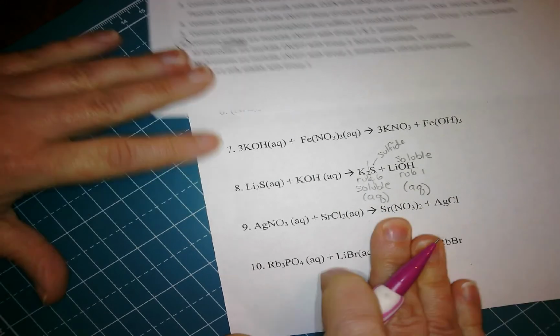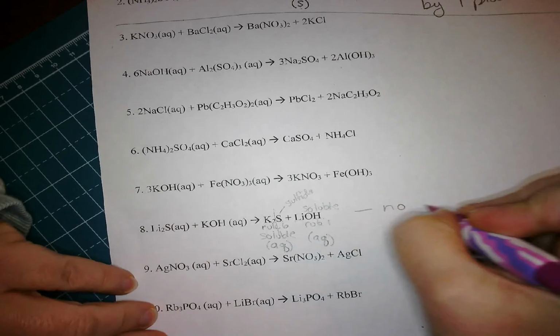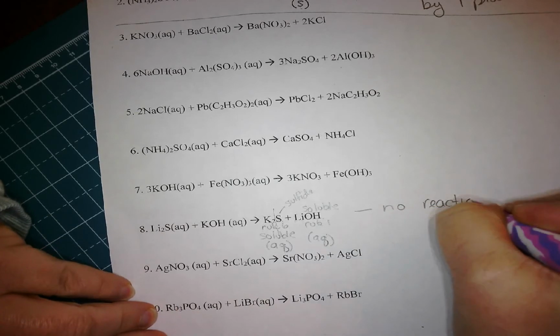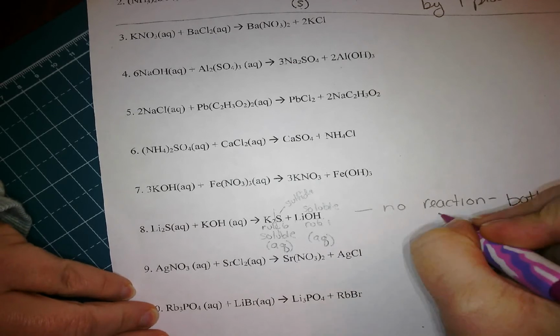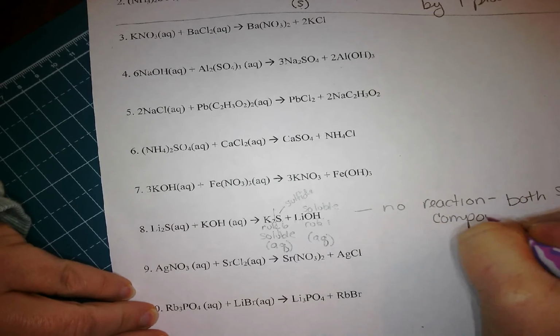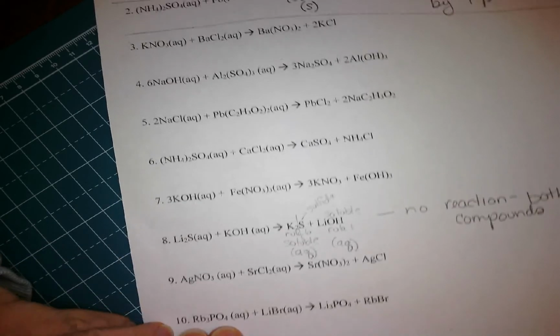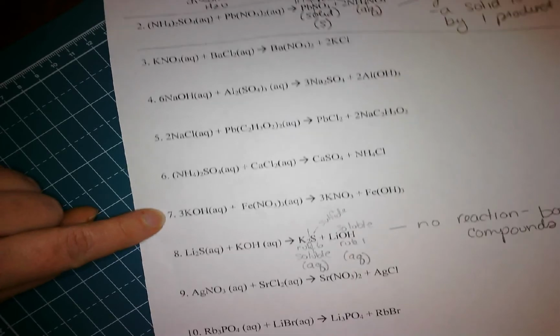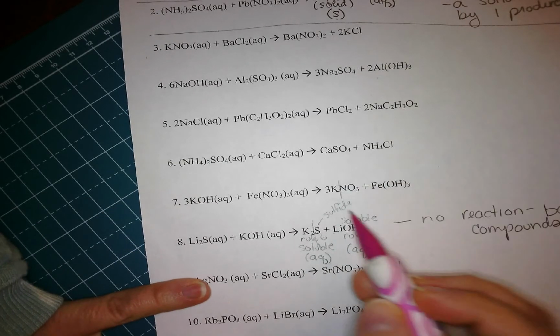Okay. I'm going to do another with you. I'm going to do number 7 with you. So here, I've got potassium nitrate. That's in dark. And here I've got iron hydroxide. So let's do the potassium nitrate one first. Here's my potassium. Here is my nitrate. It means that potassium nitrate is soluble. So that means it is going to be aqueous.